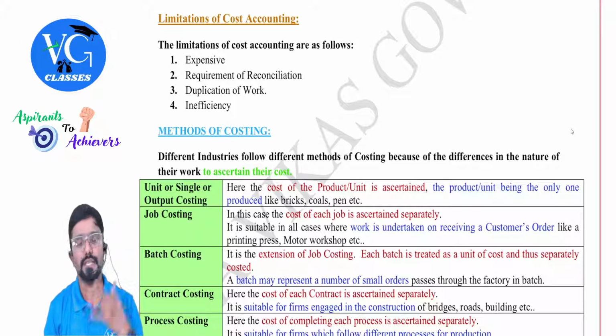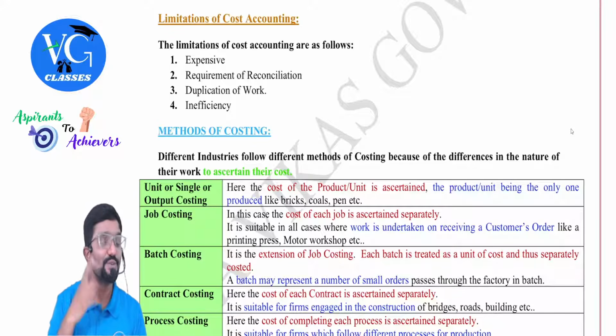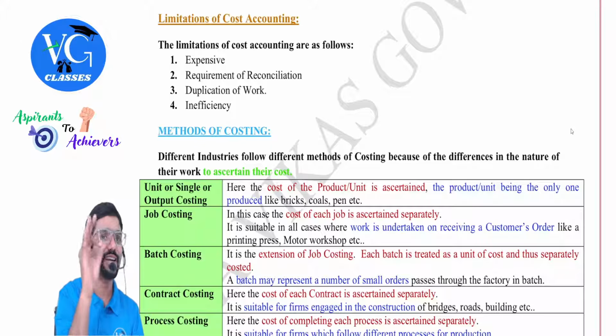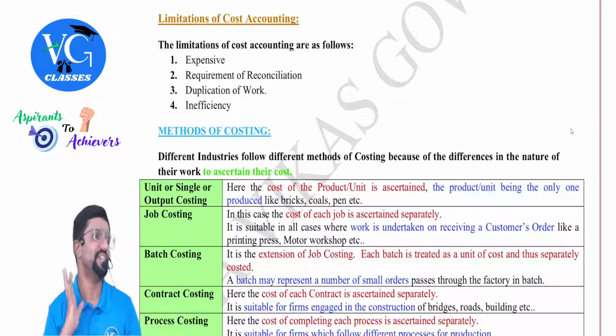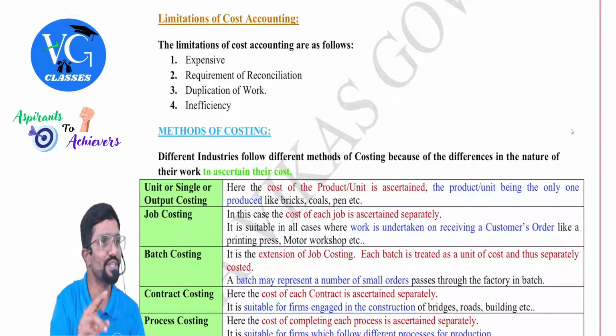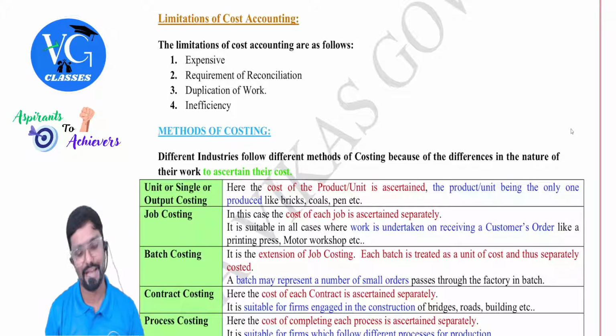Then inefficiency. Just having a cost accounting system will not help you to reduce cost. You should implement it and work it as per that. Only then the cost accounting system can be efficient. Clear? Yes, because I have spent money, sir. Is it enough for the cost department? No. You should ensure that they are working as per the plan.